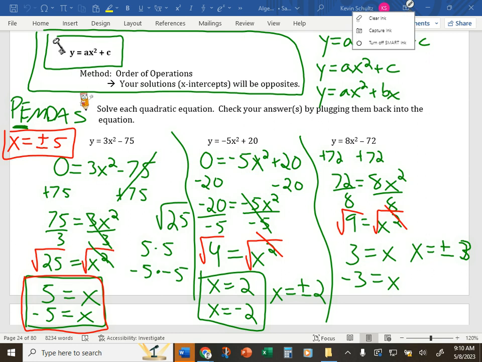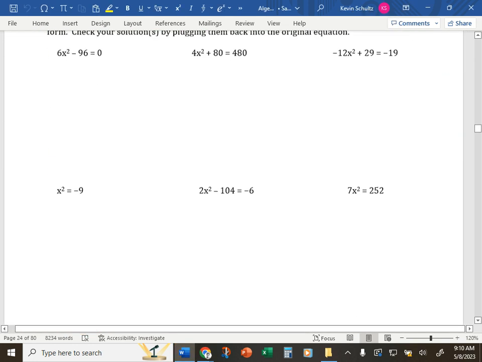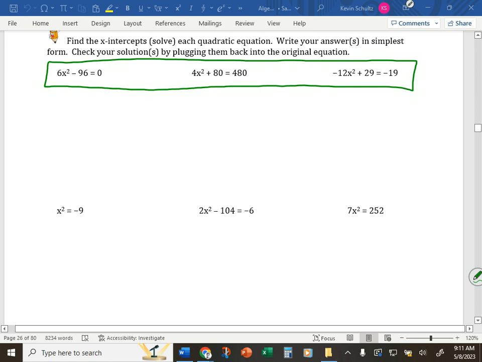So go to part 2. Part 2 is where we have some more practice problems here. And I would like you to just practice these 3 for tomorrow. This is homework? Just those 3.